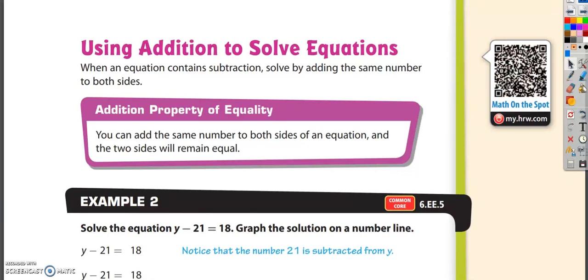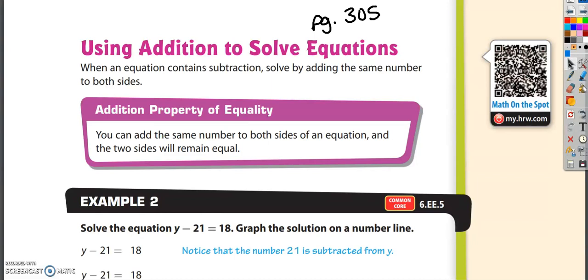All right, we're on page 305. Read along with me. Using addition to solve equations. When an equation contains subtraction, solve by adding the same number to both sides. Addition property of equality. You can add the same number to both sides of an equation, and the two sides will remain equal. Now, if you think this looks similar to what we did on the previous page, it does.